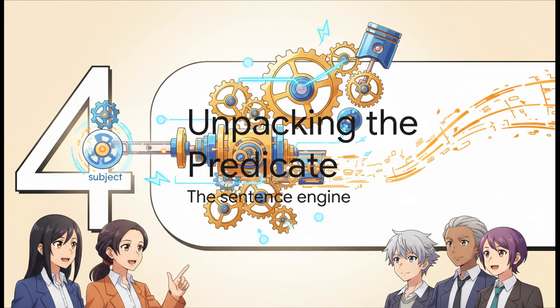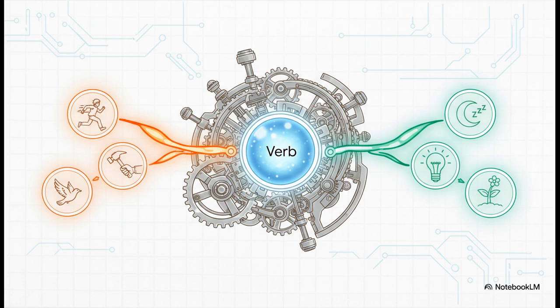All right, we've dissected the subject. Now let's flip over to the other side, the predicate. And if the subject is our main character, then the predicate is the engine that drives the whole story forward. Now, just like the subject has a core word, so does the predicate. And the most essential word in the predicate is always a verb. It's the word that shows the action or a state of being. Seriously, without a verb, you don't have a predicate, which means you don't even have a sentence.